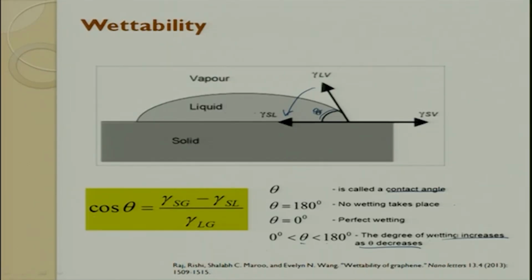This can be found out by the formula cos theta equals gamma SG minus gamma SL by gamma LG. So SG is solid and gas, SL is solid and liquid, LG is liquid and gas. Solid and vapor we can make as G, and this we are making as SL. So this is the formula we use to find out cos theta.